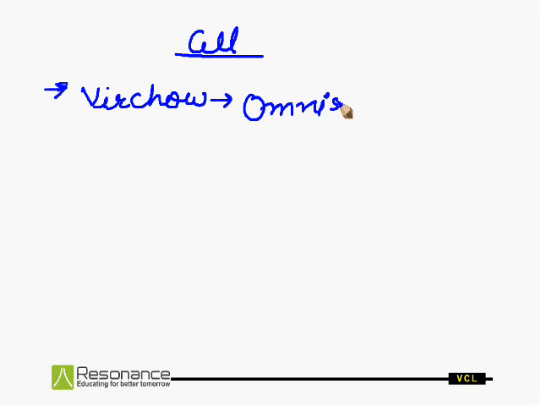Omnis cellula e cellula. Actually, this is a Latin statement and the meaning is: a cell arises from a pre-existing cell.